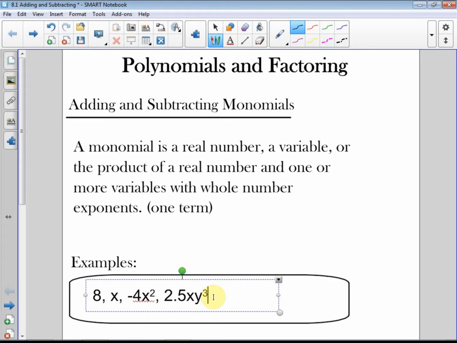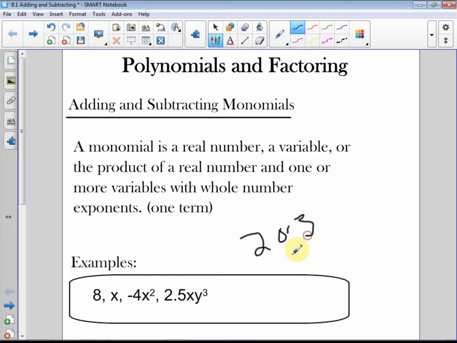Can you come up with 2 to 3 or more examples on your own? So when I go through your packet, I should see my examples, 8x, negative 4x squared, 2.5xy cubed, and I should see 2 to 3 more examples. You can either do that right now and pause the video, or you can go back to it.